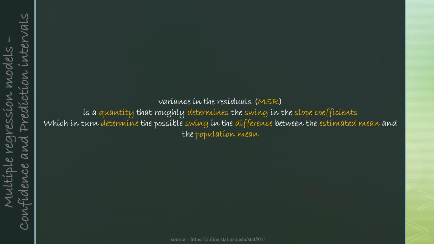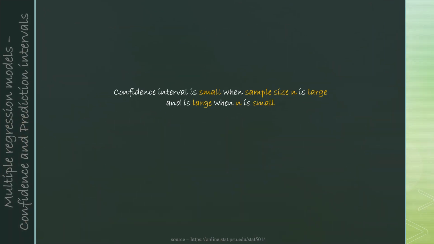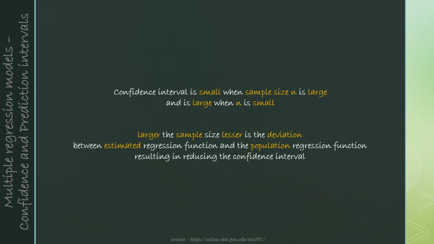That is because variance in the residuals is a quantity that roughly determines the swing in the slope coefficients, which in turn determine the possible swing in the difference between the estimated mean and the population mean. Refer to detailed explanations on this topic in the lectures on simple linear regression models. Confidence interval is small when the sample size n is large, and is large when n is small. The reason is, the larger the sample size, the lesser is the deviation between the estimated regression function and the population regression function, thus reducing the confidence interval.